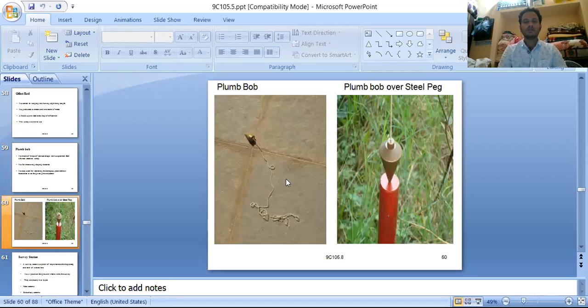This shows a diagram of a plumb bob. We might have come across this so many times. Every mason has this plumb bob along with him. In plastering works also they use this plumb bob for checking the verticality and smoothness of the wall.